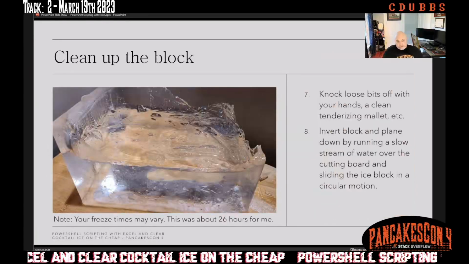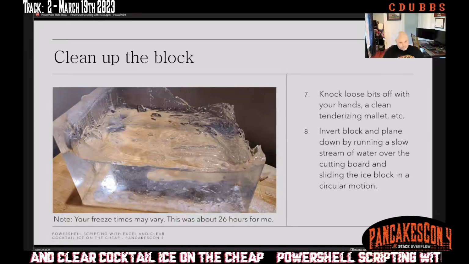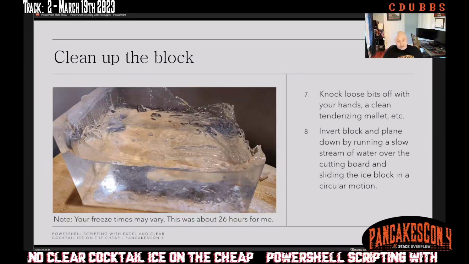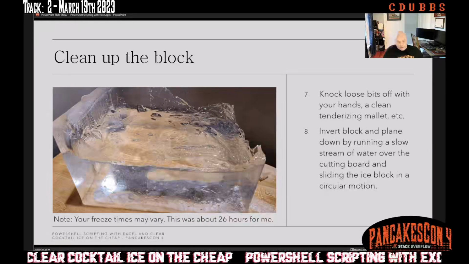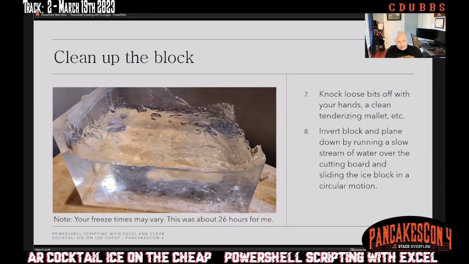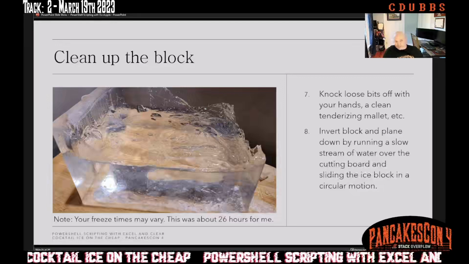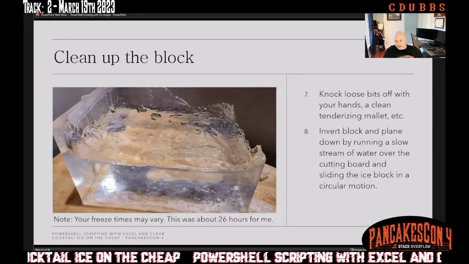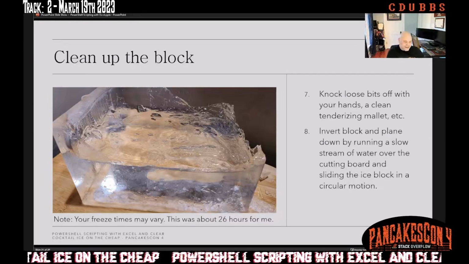After that, you just knock the loose bits off from where it froze around the periphery. And if you like, you can generally plane this down and flatten the bottom of this block by running warm water slowly over the cutting board as you slide it in a circular motion, almost like the inverse of an orbital sander, right? We're taking the medium that we're working with and we're sanding it against a stationary item.